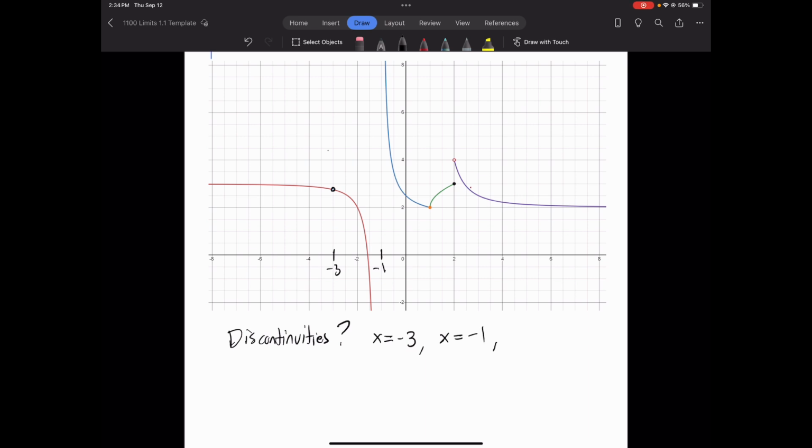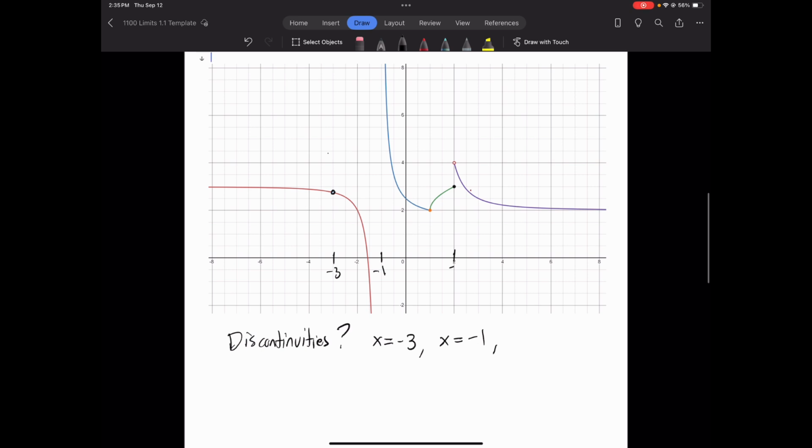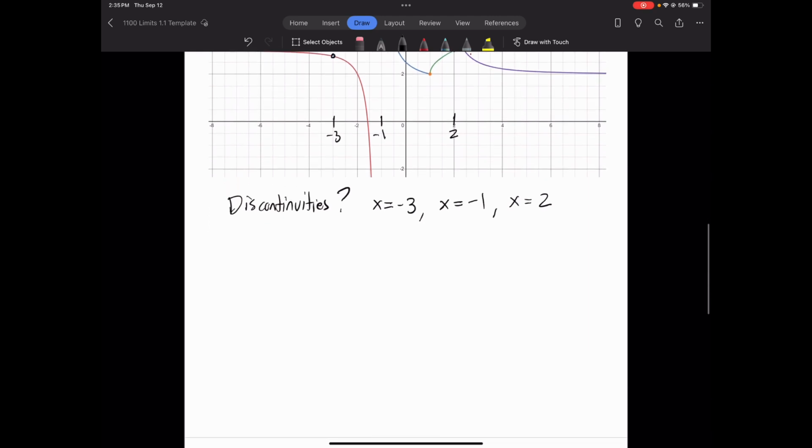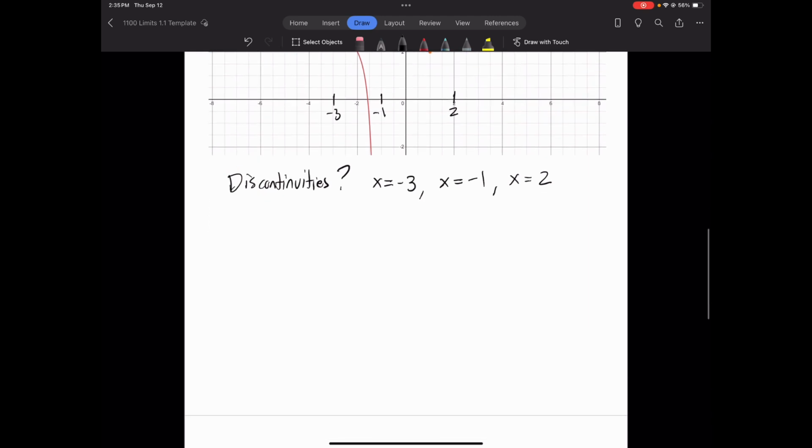And last, remember, discontinuities are places where you have to pick up your pencil. The last place I need to pick up my pencil is here at +2, right? So I have 3 discontinuities in this function. And let's look at each of these.